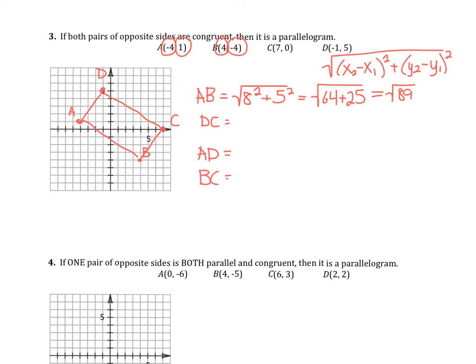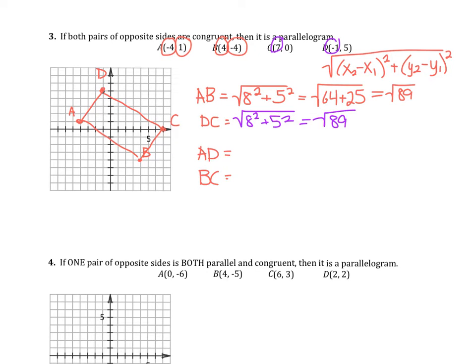Now I do the same thing for CD. From 7 to -1, how many total steps would that be? If I picture a number line, it's 8, and then I square it. Or again, plug it in: 7 minus -1. That's how I got 8. That's how far apart they are. And then plus 0 and 5, how far apart are those? It's 5 steps apart. So I get 8 squared plus 5 squared, which gives me the square root of 89. It's the same as what I just had, 64 plus 25.